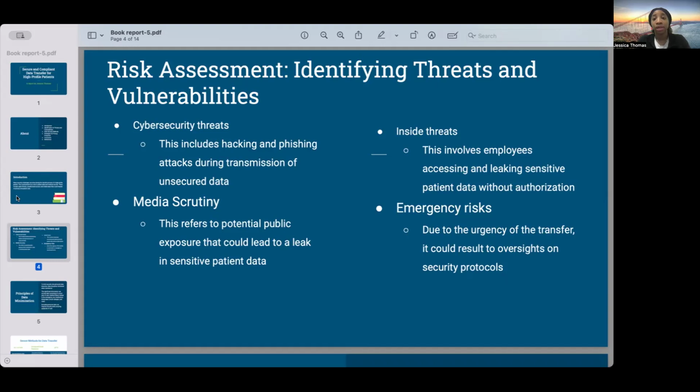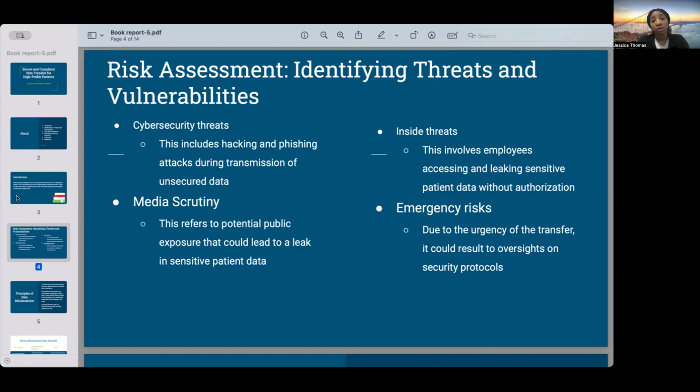There could also be insider threats. This basically involves employees attempting to access and leak sensitive patient data to the media or to other parties for their own personal gain, but mostly without authorization, because not only would it be against the rules of the hospital, it would also be against the rules of HIPAA, which are in place to protect a patient's data and information, sensitive data and information.